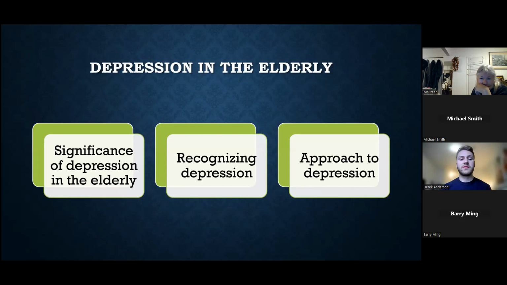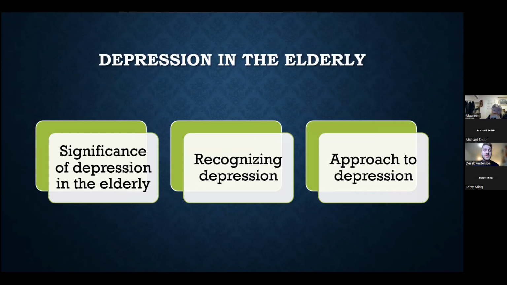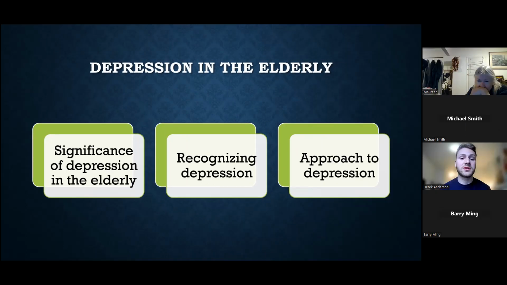Just to give a bit of an outline for how this talk is going to go, we're going to start off talking about the significance of depression in the elderly and essentially why we're having this talk and why it's important. Following that, we're going to go over recognizing depression: signs and symptoms, potentially in yourself and others, and how that process works. Finally, we'll go over an approach to depression, in terms of things that a clinician might do if you go and see them in their office for it, or some things that you can do yourself to aid in depression, or for anyone else who this information might apply to.